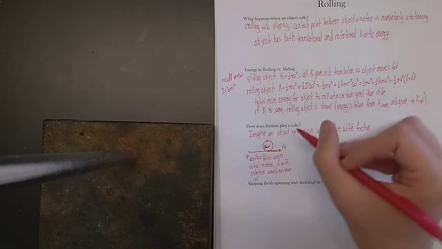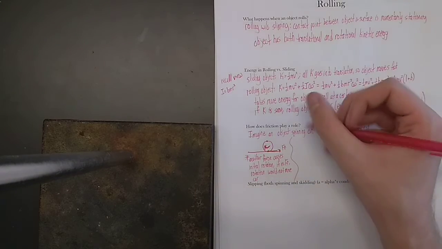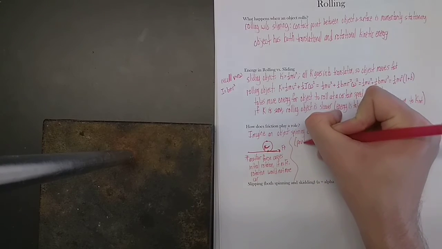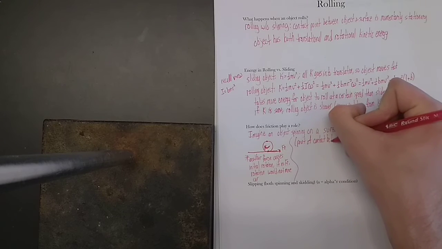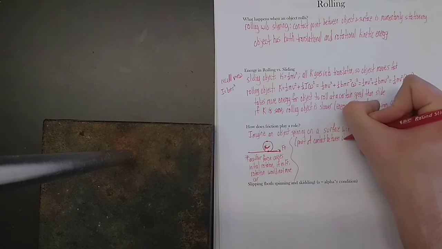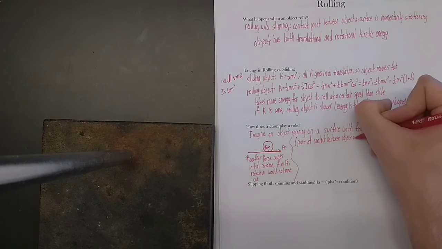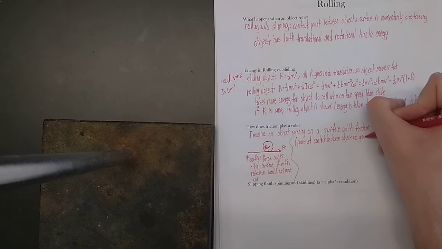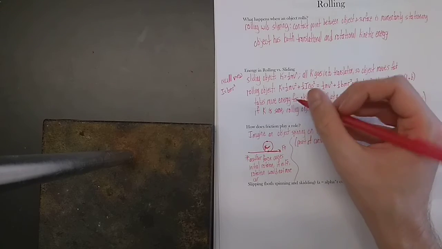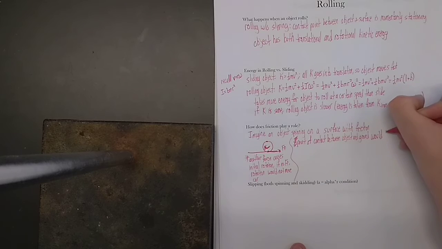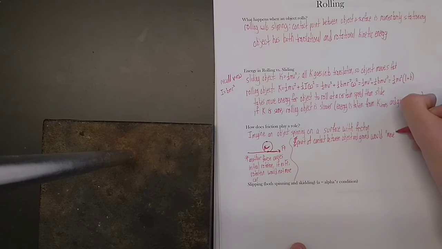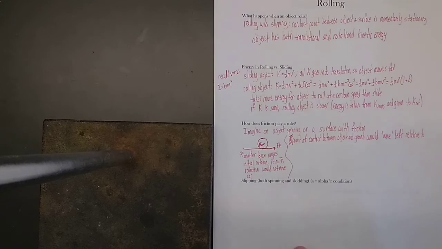So we have an object spinning on a surface with friction. The point of contact between the object and the ground would move left relative to the ground.